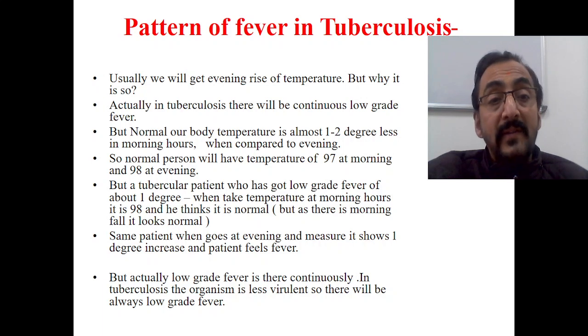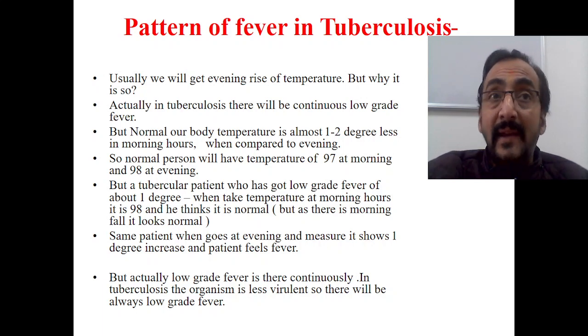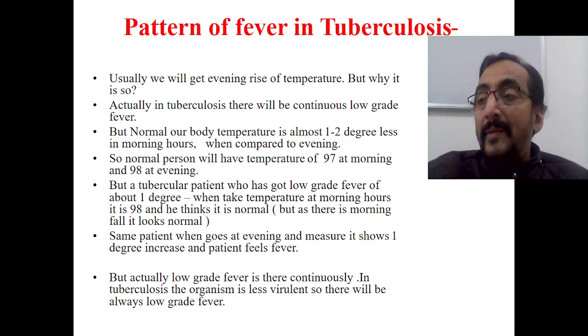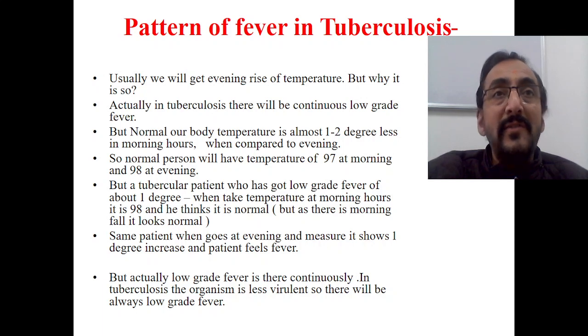Now if a patient of tuberculosis comes to you, who has already got a low grade fever, say for example 1 degree, when you take the morning temperature it will be somewhere around 98, because in a normal person it will be 97. Here it is 98, so it is actually 1 degree greater than expected, but when you measure it as 98, you consider it normal. So you say in the morning hours there is no fever.